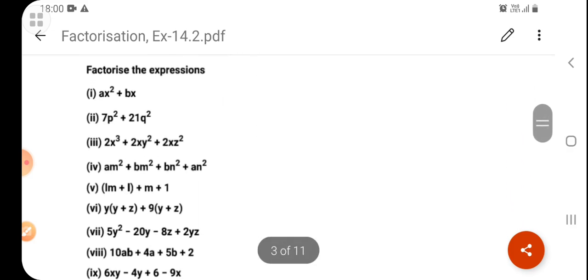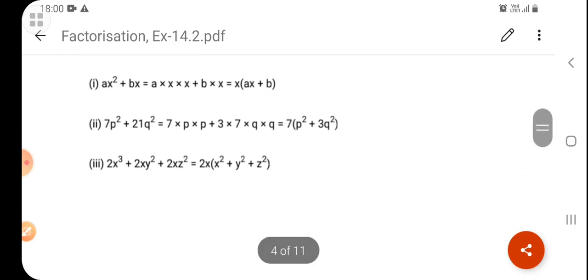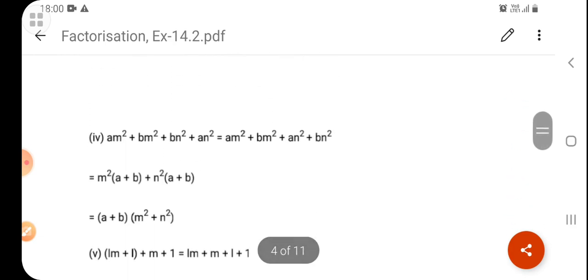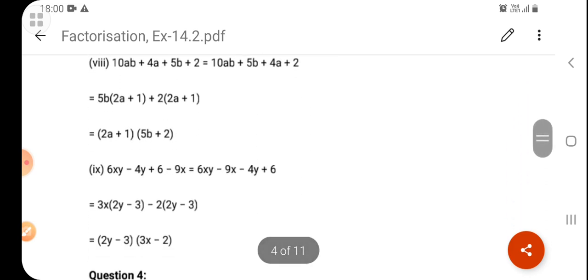Factorize the expressions. Now here we will factorize by taking the common factors. ax plus bx, so a into x plus b into x. So x is common, it is x(a plus b). It is given in 14.1 also, this method, by taking the common terms.